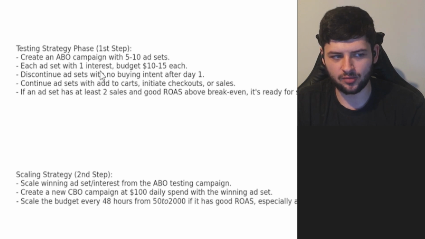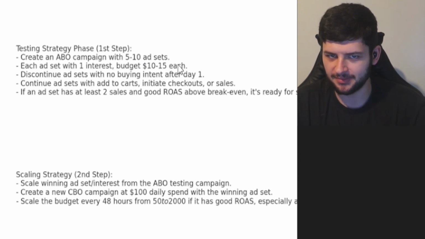So each ad set with 1 interest, and the budget should be at least $10, but really it works best at $15. If you've got 3 ad creatives in the ad set, then $10 is okay. Any more than 3 ads in that ad set, you need to spend more. So if I had 4 to 6 ads in the ad set, I'd spend at least $15, right? It works best at 15, but you can spend 10.